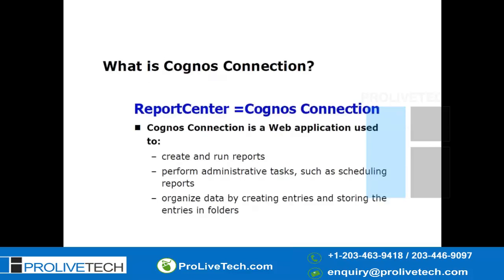So Cognos connection is a web application used to create and run reports. In Cognos connection, we have multiple studios. Using those studios, we will create the reports, and once created, you will save them within Cognos connection only, and then you will run the reports from there. Also, you can perform administrative tasks such as scheduling reports. For example, you have created a report and the user wants to see the data every month. So every month you don't need to run the report and manually send the output to the user.